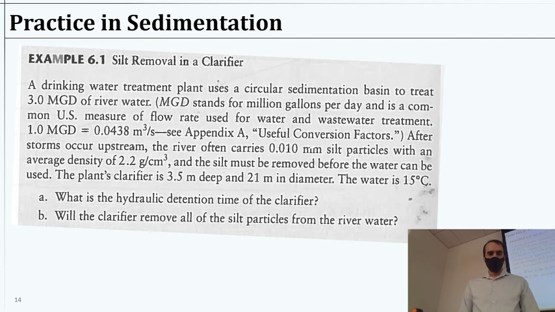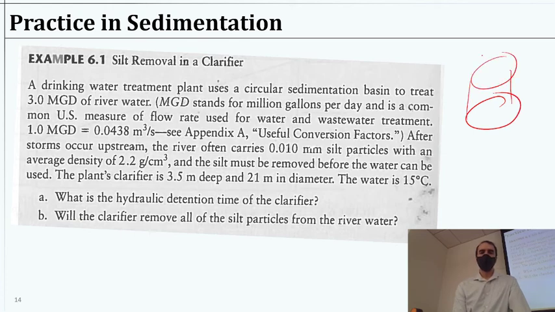Okay, here's a practice problem. Since I'm trying to move forward into the coagulation, I'm going to just point you to this. This is in the book, example 6.1. I'll read through it and let you try it on your own outside of class time. Essentially, we've got a circular clarifier, and the first question is, what is the hydraulic detention time? So we're looking for theta and whether or not it will remove all the particles given the parameters that it's given. So I'll read through it real quick.